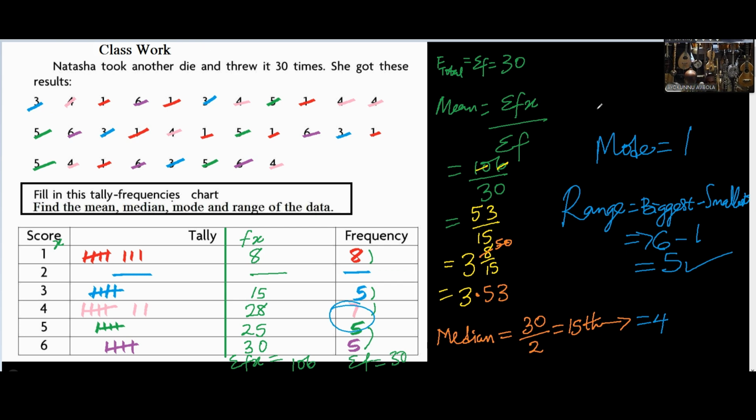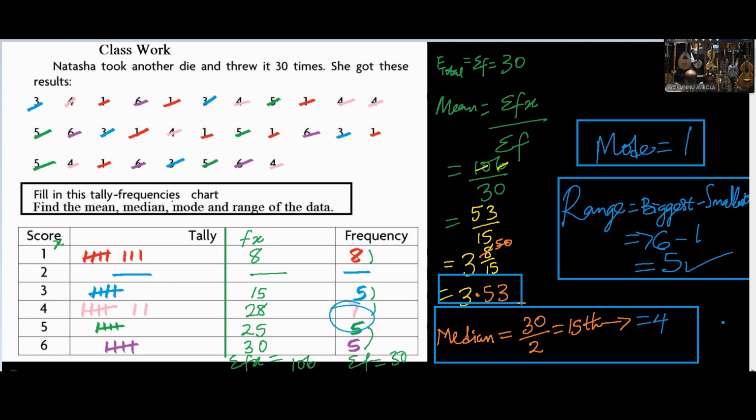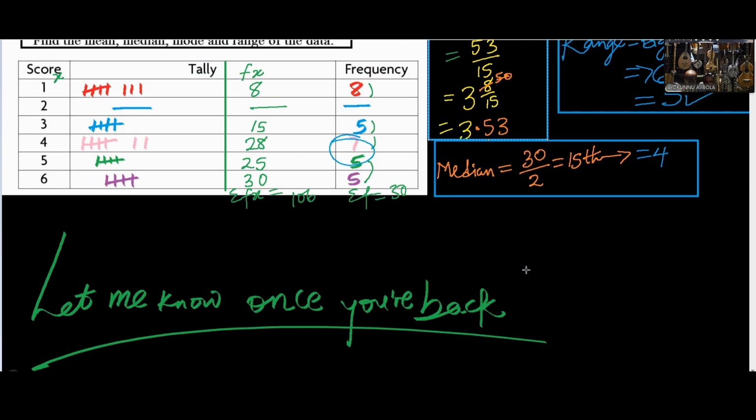Now, let me check it in correlation with what you submitted. This is the mode. This is the range. This is the median. And this is the mean. To get a mean, we use all of this. So let's see the answers you submitted.